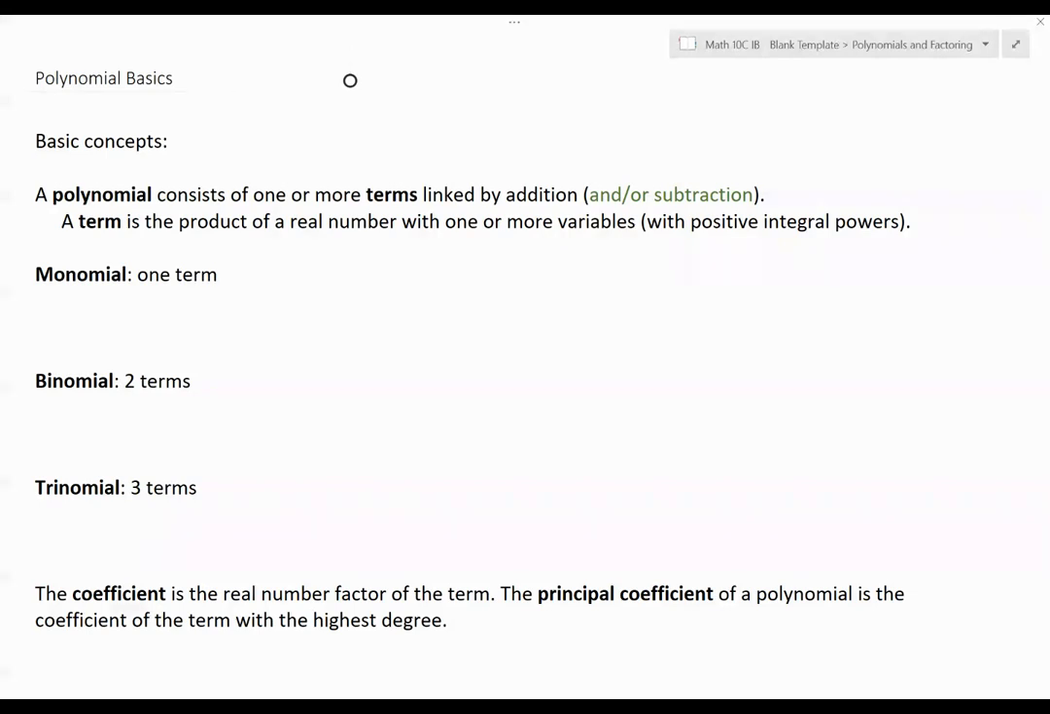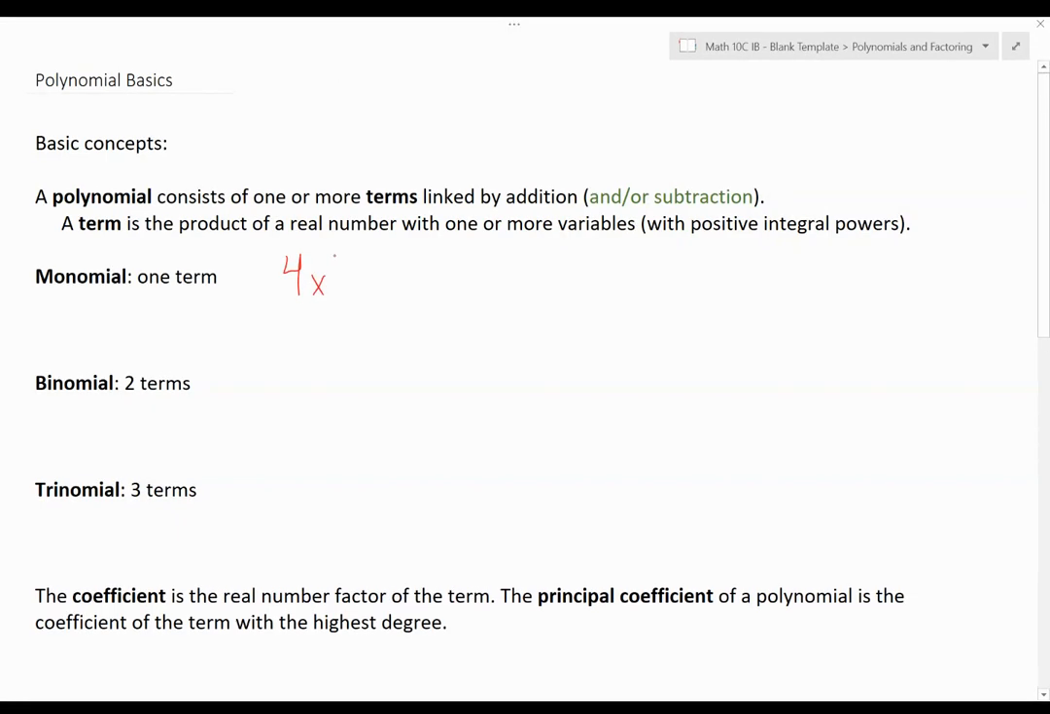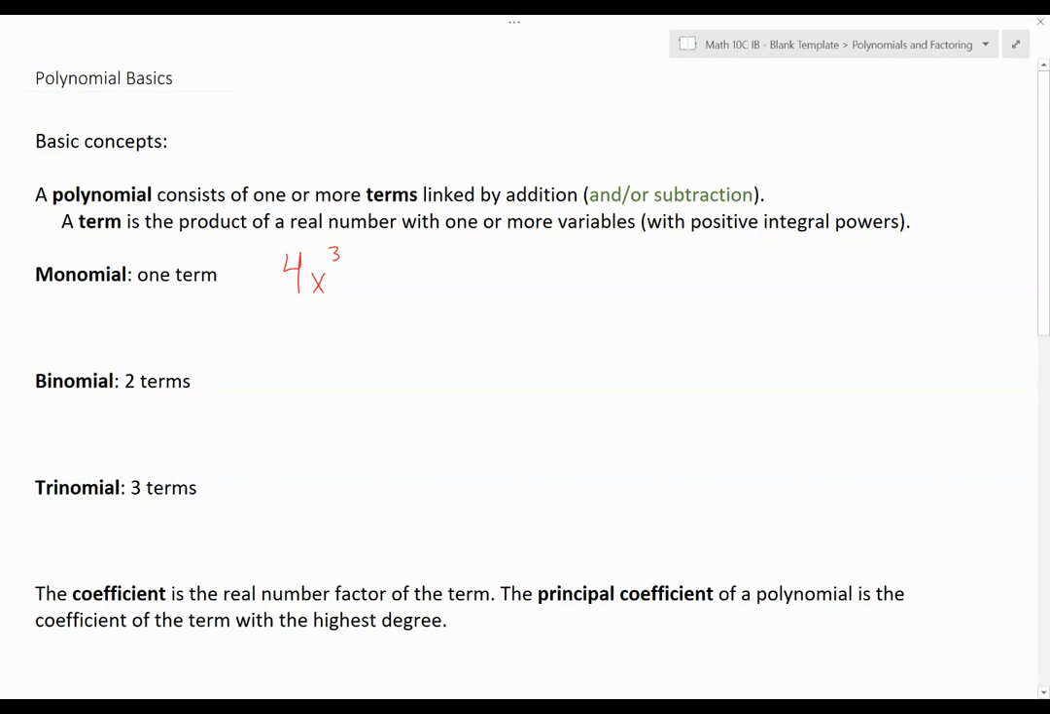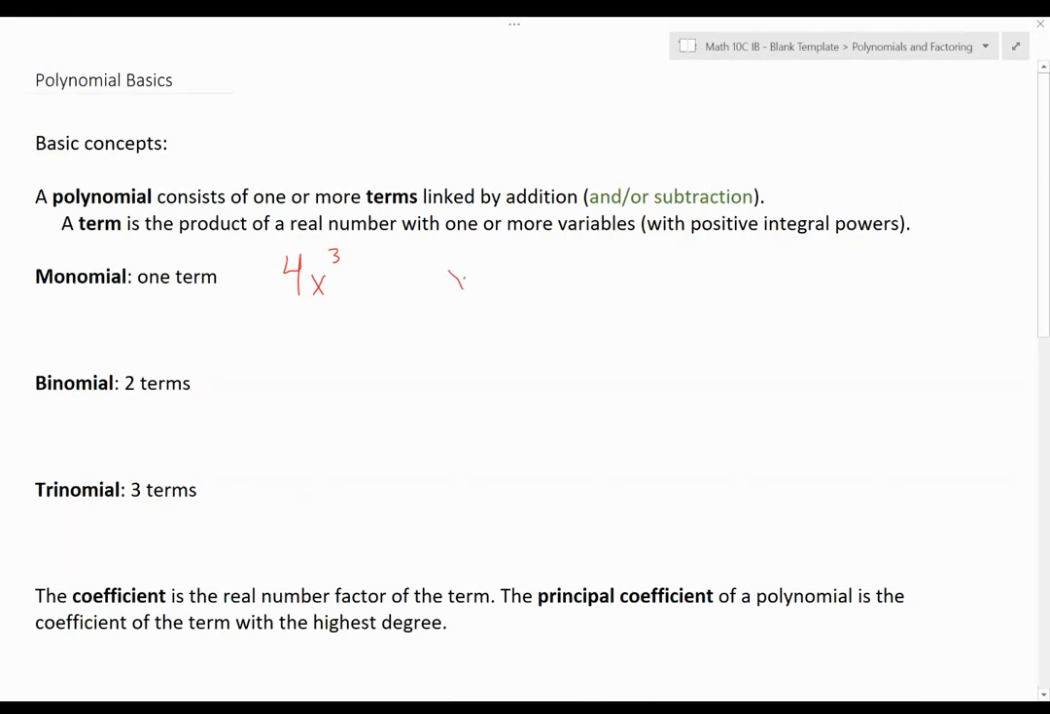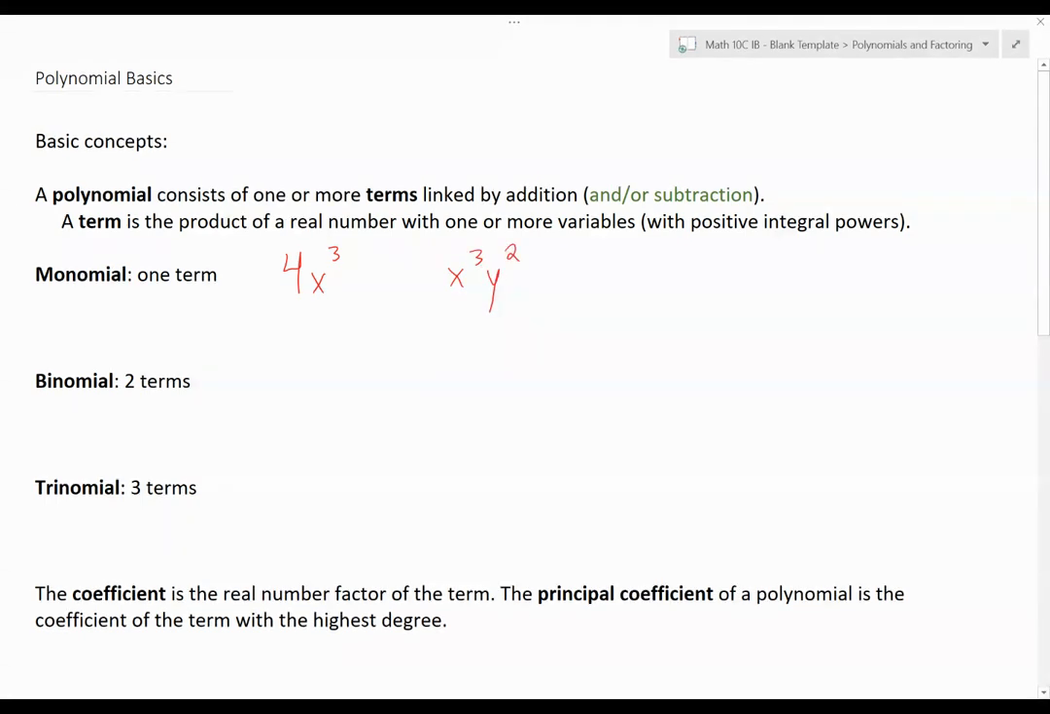That real number could be 1, in which case we don't usually write it, with one or more variables with positive integral powers. So a monomial is another word for a single term. A polynomial that is just one term could be something like 4x cubed. So that's a real number, 4, with a positive integral power of x. You could have something like x cubed y to the power of 2. That's a monomial where the real number is 1, so we don't bother writing it. And then x and y both have positive integral powers.